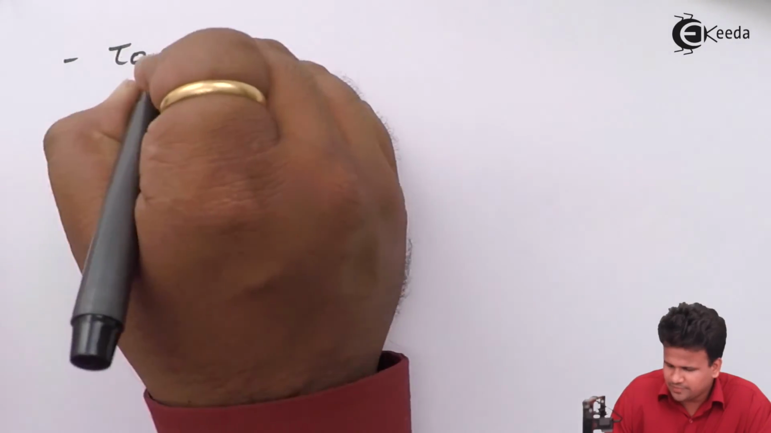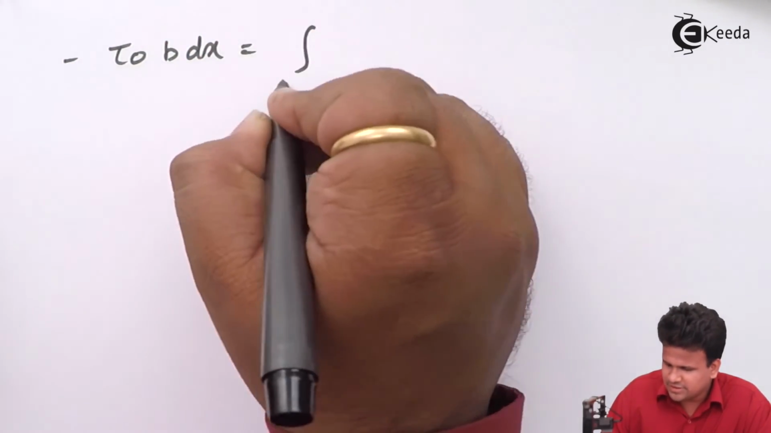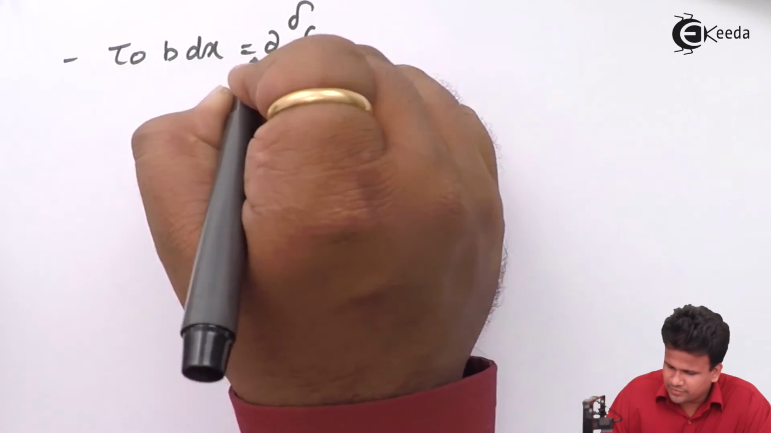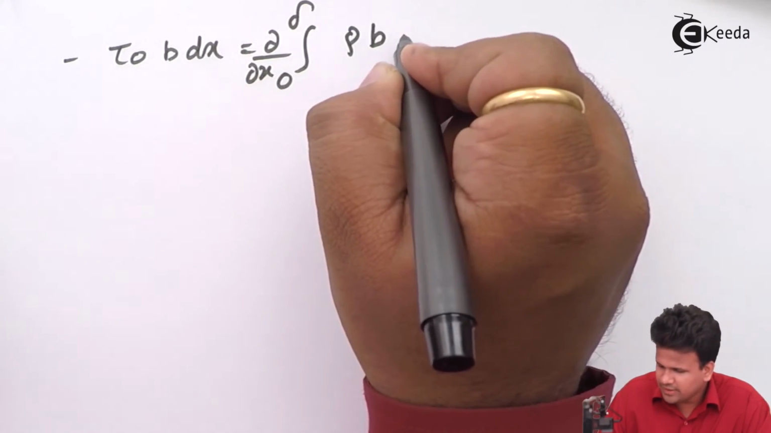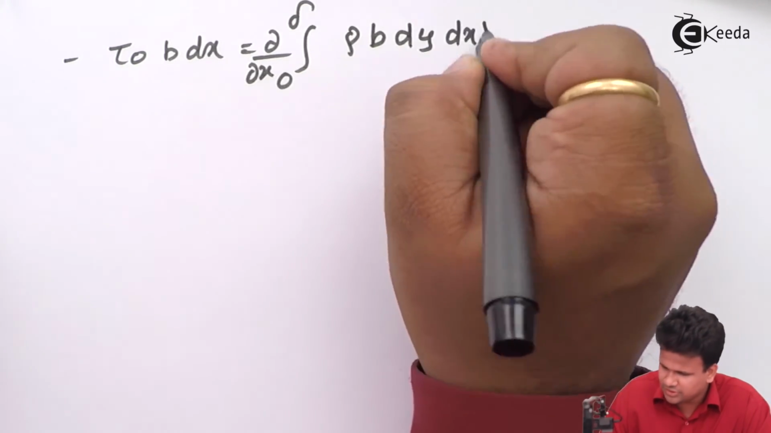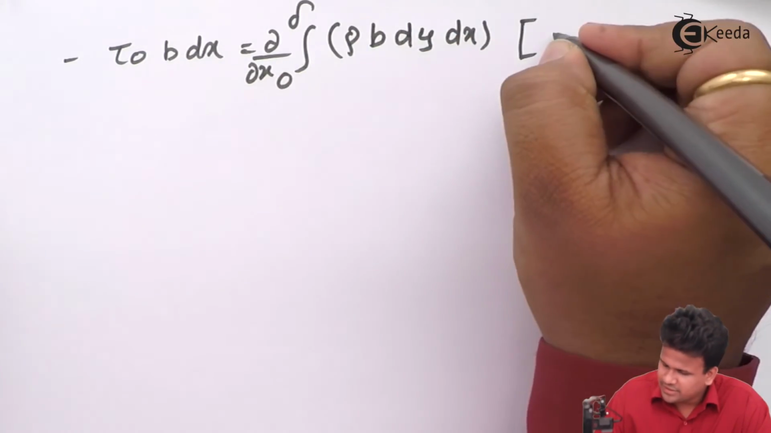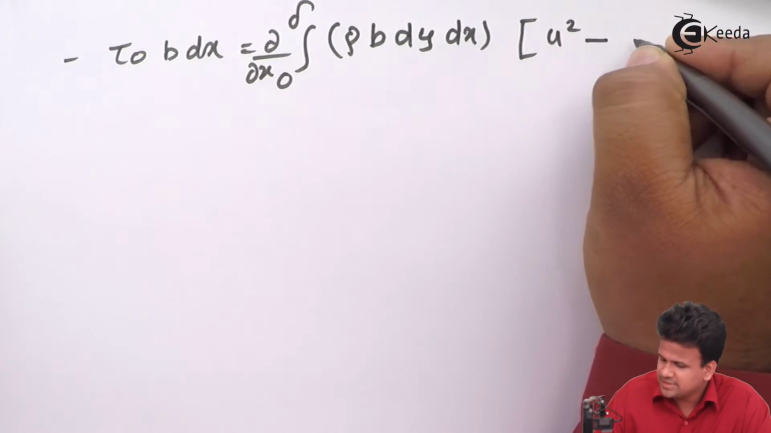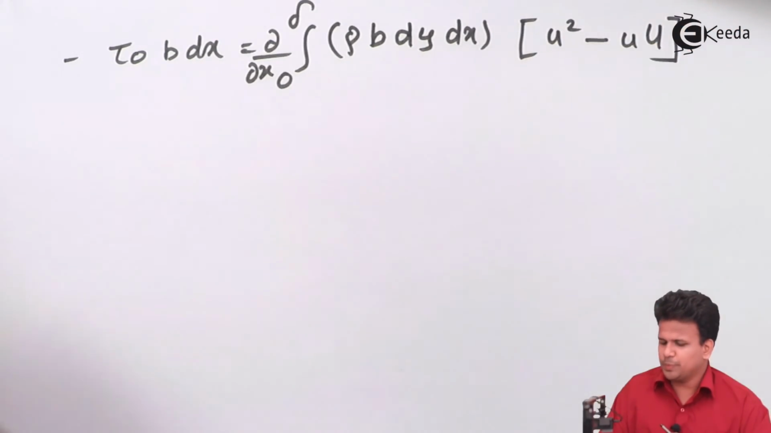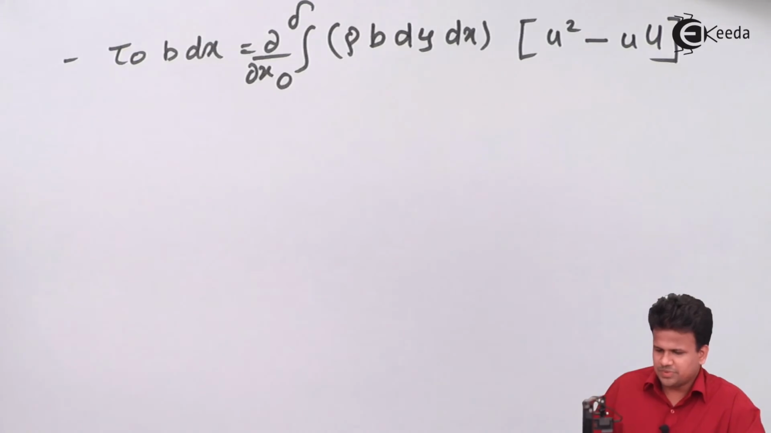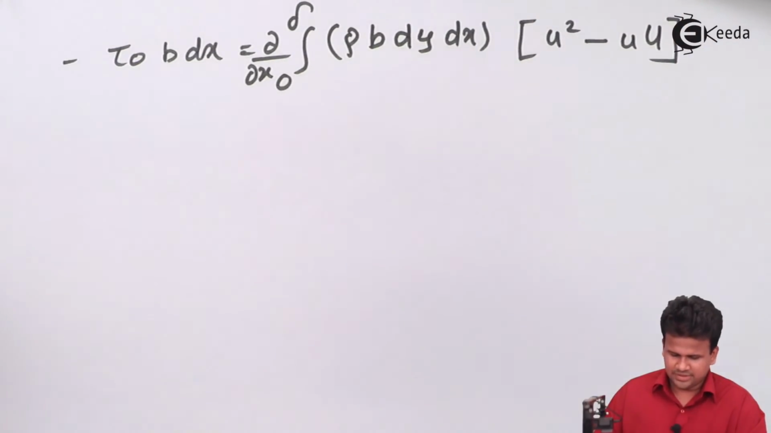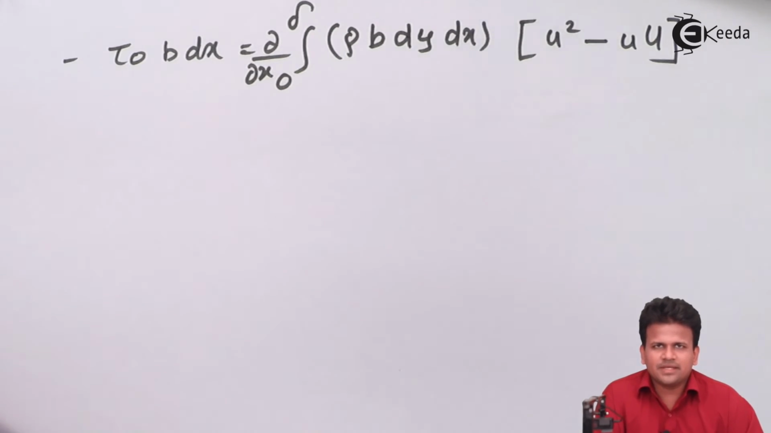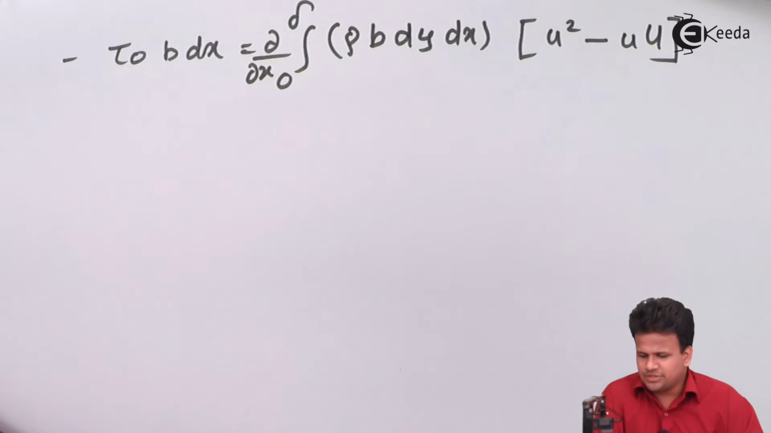So this will be equal to minus tau into b into dx, integral 0 to delta dou by dou x, along with that, very important, rho into b into dy into dx also, and inside the bracket small u square minus small u into capital U. So these are all the terms which are covered. Now let us convert this into the things which we know, that is momentum thickness, displacement thickness and energy thickness.